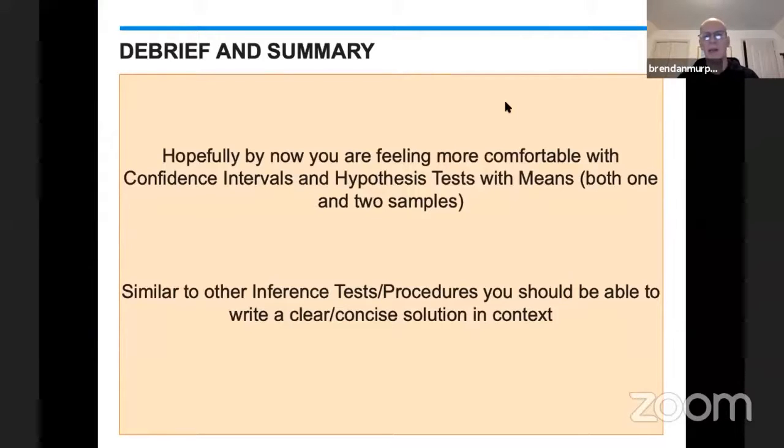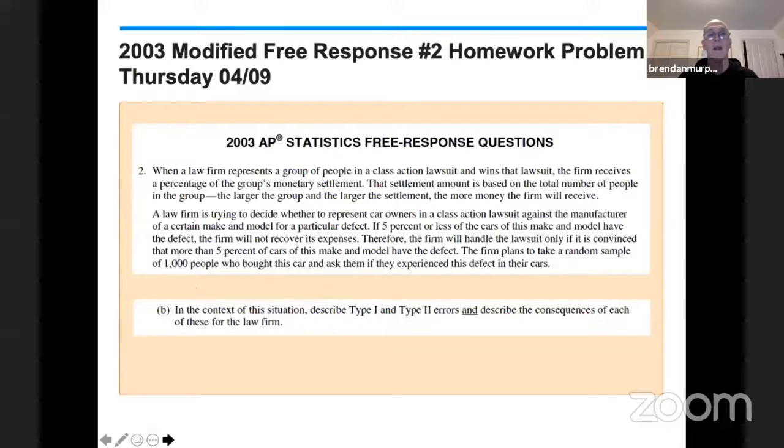Similar to other inference test procedures, you should be able to write a clear, concise solution in context. It's so important. Readers will be saying, is there any context? We want you to relate it to our problem. The term we use is the student in our problem. You can see I have some generic interpretations. Those are great, but I always want to make it specific to our problem. And that's the context.